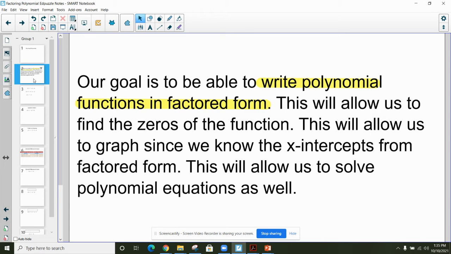So we're going to take what we know about factoring quadratics and apply all those same skill sets to this. We're going to learn a couple new things as well, and by the end of this week, you should be able to change standard form into factored form for any polynomial that can be factored. All right, so let's take a look at what we'll be doing.